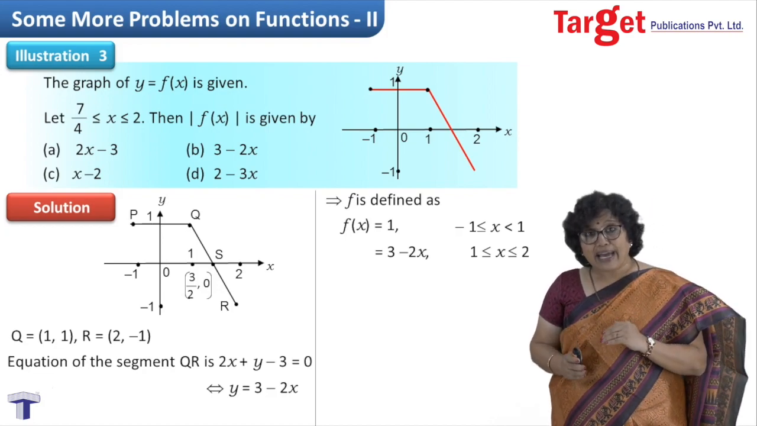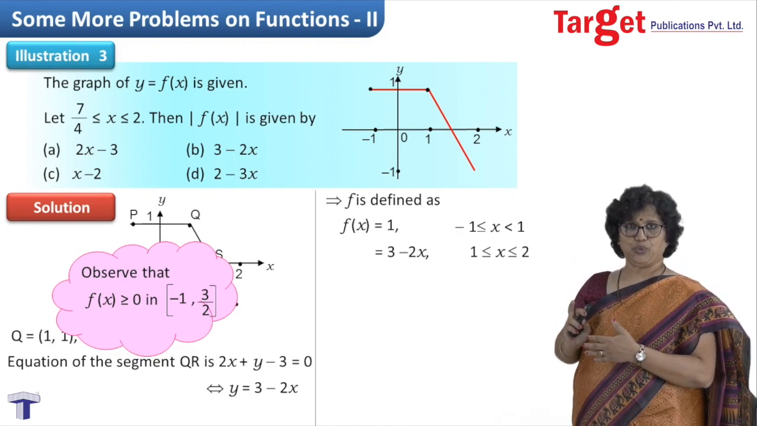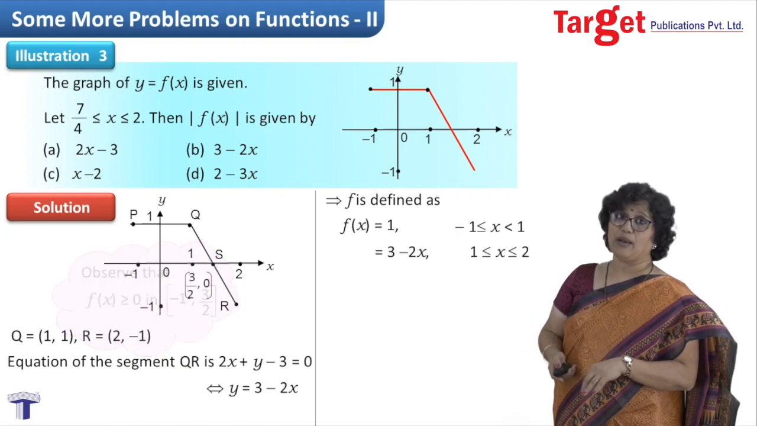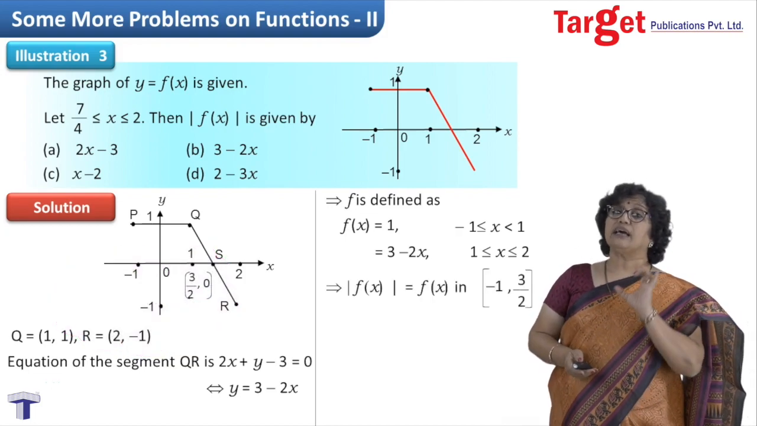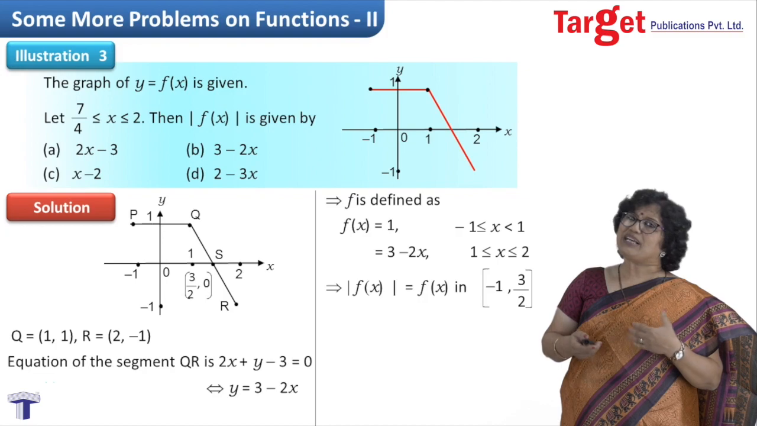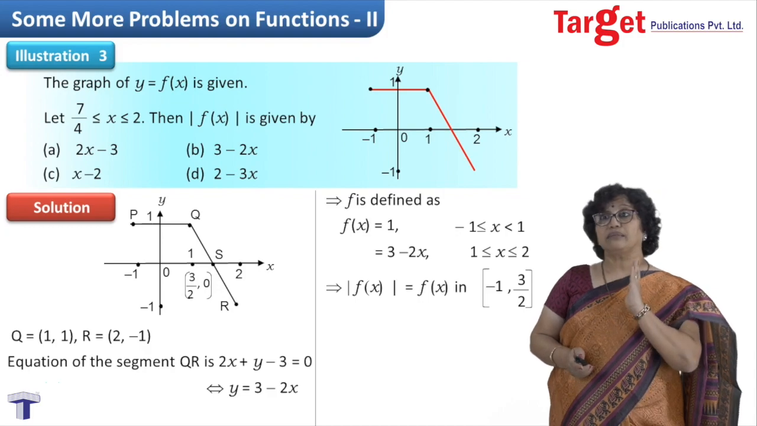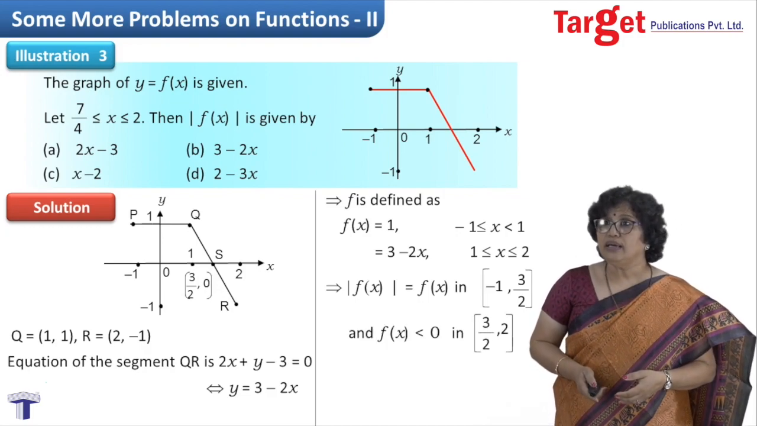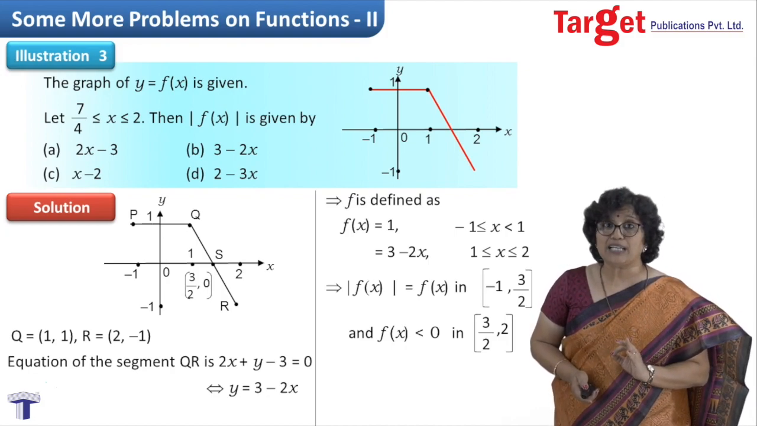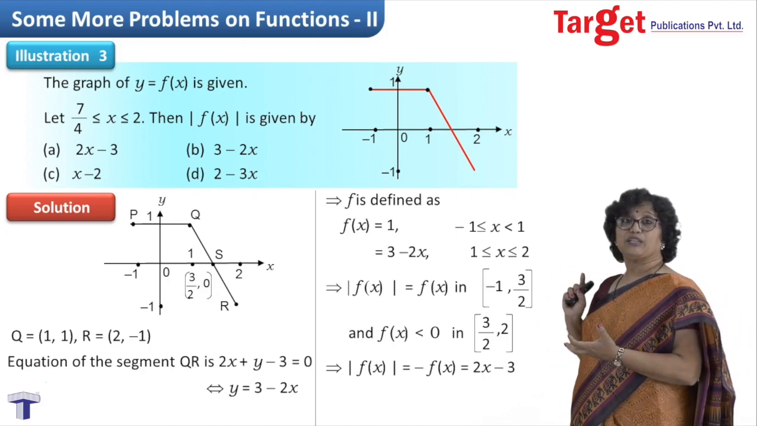Now, this point was very important to me. Why? Because fx is greater than or equal to 0 in minus 1 to 3/2, closed interval. Because the graph is fully above the x-axis and it meets only at point S. So we realize that the absolute value of fx in this interval minus 1 to 3/2 will be the same as fx only, because fx is a non-negative quantity. And I will have to write in the other part also, 3/2 to 2, what happens to the function. Now fx is less than 0 there. So the absolute value of fx will be replaced by minus of fx. And that minus fx will be nothing but now 2x minus 3.